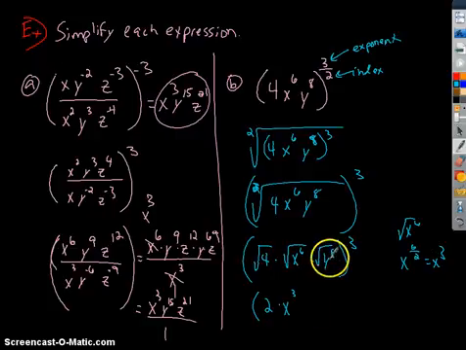And the square root of y to the 8th should be y to the 4th. This is all being cubed. So now after I square rooted, I can cube each number. 2 cubed. And then x cubed cubed. That's x to the 9th power. And then y to the 4th cubed. That's y to the 12th power. You should know 2 cubed is 8. So it's 8 x to the 9th, y to the 12th.